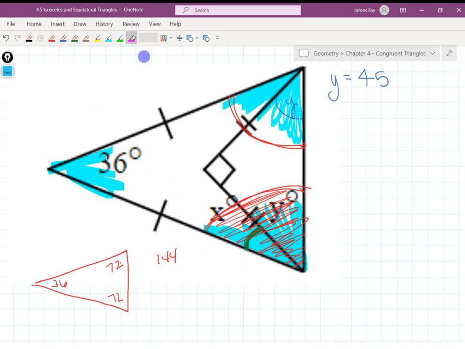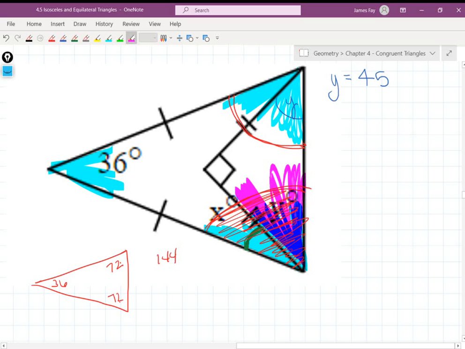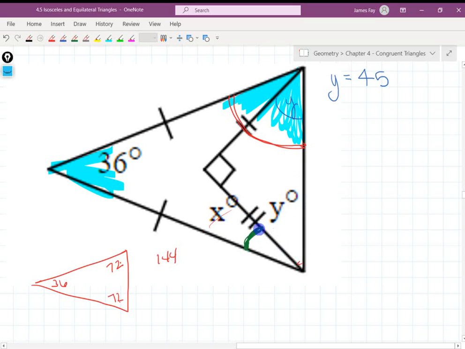But don't you know that 45 of that 72 is this part? Does that make sense? So what can I do with 45 and 72 to get that angle right there? What do I do with those two? Subtract them, okay? So 72 minus 45 will give me that purple angle x.